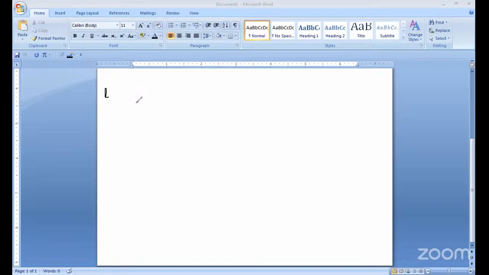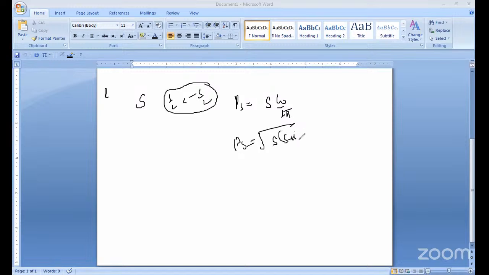Similarly, we have seen the spin quantum number S. This S can take only the values plus half and minus half in the case of the electron. Both values are taken here. And we have seen that the spin angular momentum is represented with PS, where PS is equal to S h by 2 pi, and the value of PS can be written as root over S into S plus 1, into h by 2 pi. This is the value.